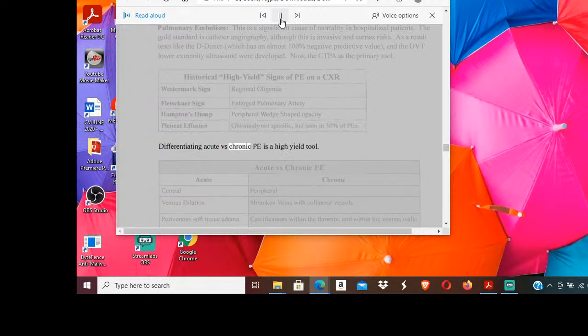Differentiating acute vs chronic PE is a high-yield tool. Acute vs chronic PE: in chronic, there is venous dilation, shrunken veins with collateral vessels, perivenous soft tissue edema, and calcifications within the thrombi and within the venous walls.